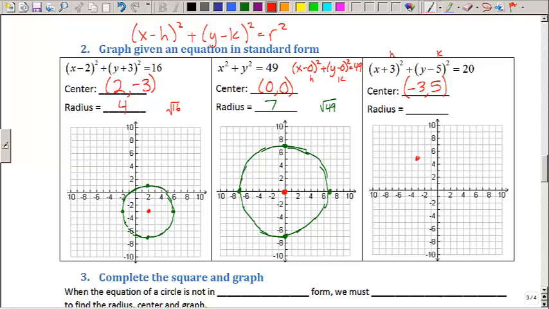And now I'd like to find the radius. Well, the radius is found by taking the square root of r squared. And the r squared in this case is 20. So the square root of 20, well, I can break that down. That's the square root of 4 times the square root of 5. And the square root of 4 is plain 2. 2 square roots of 5.